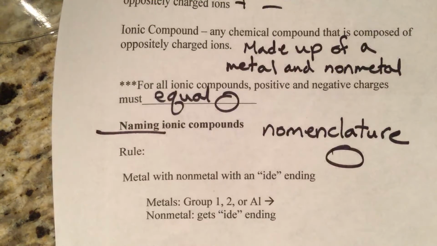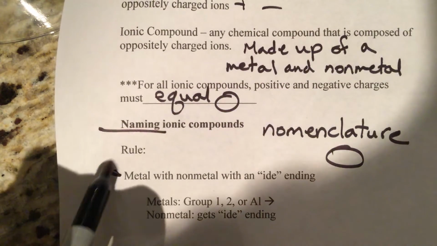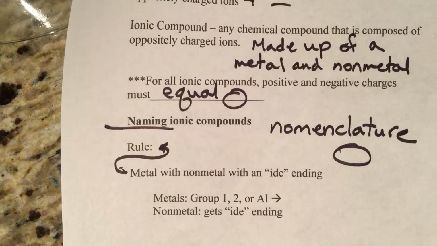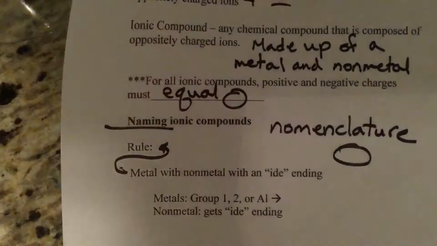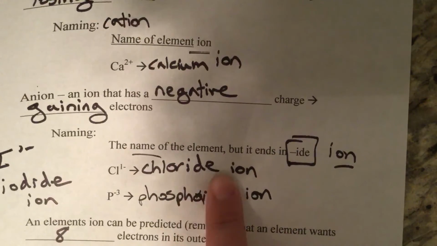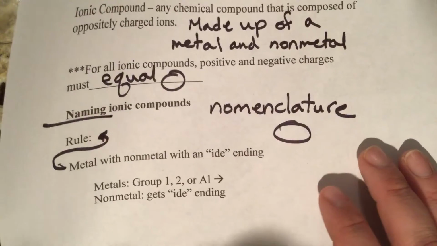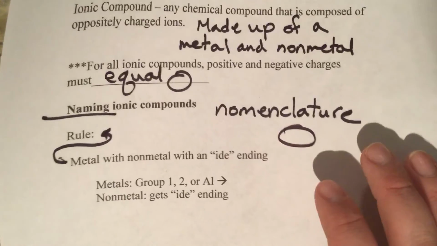Now where it says rule with your dash, and it looks like there should be something, this is your rule: a metal with a non-metal, and that non-metal gets that magic -ide, which is what we just did on the first page. This lovely -ide, that's what we're doing again. So that's nothing new. Metals in group 1 or 2, and aluminum. Those are the only ones that follow this rule.